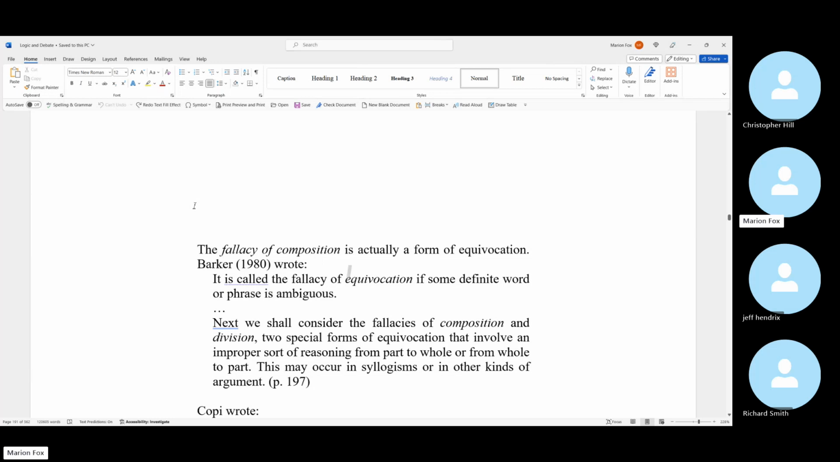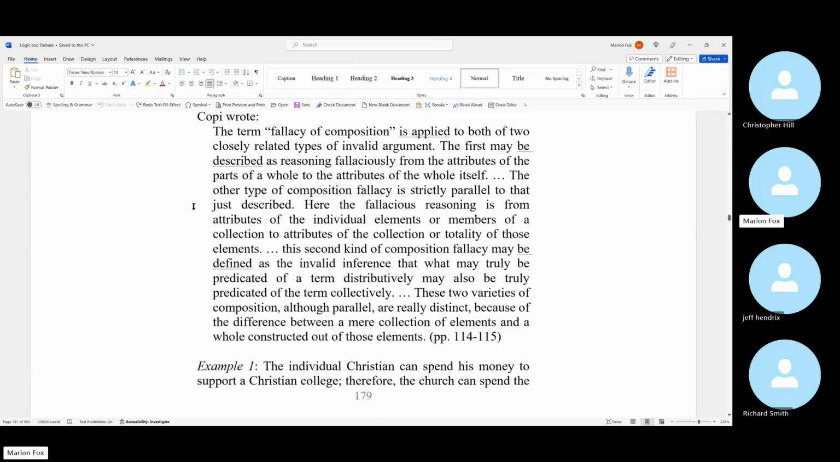He gives us an illustration of it. It's called the fallacy of equivocation. If some definite word or phrase is ambiguous, then he says, under this same heading, fallacy of composition and division are two special forms of equivocation. So this is the same category. It's equivocation, special case. So an improper sort of reasoning from part to whole and whole to part. Copi says the term fallacy of composition is applied to both of two closely related types of invalid argument.